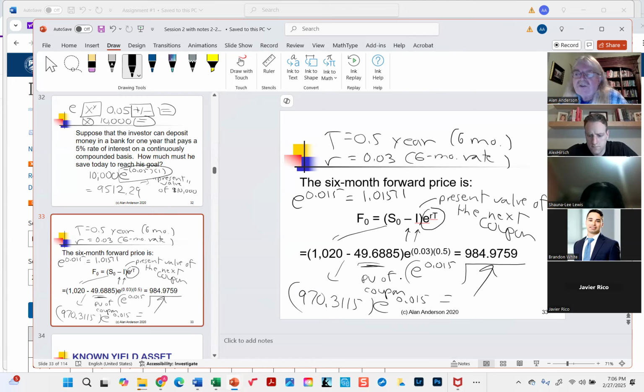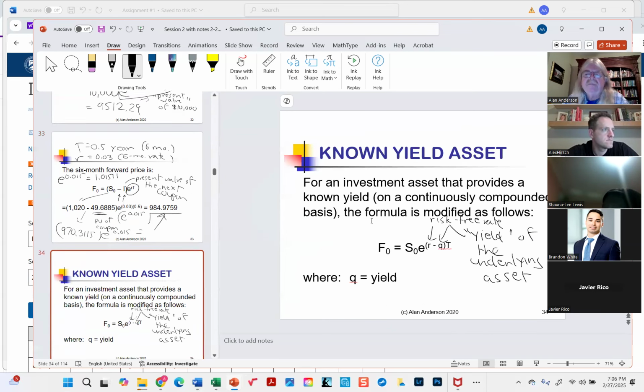If this shows up on an assignment, which it obviously will, feel free to do this in Excel if you're strong in Excel. At this point in time, I use Excel for everything. Excellent. So that now is the 6-month forward price. If I want to buy this bond for delivery in 6 months, I only have to pay 984.9759 because I'm giving up the opportunity to earn that coupon. Otherwise, it would be worth the current spot price.